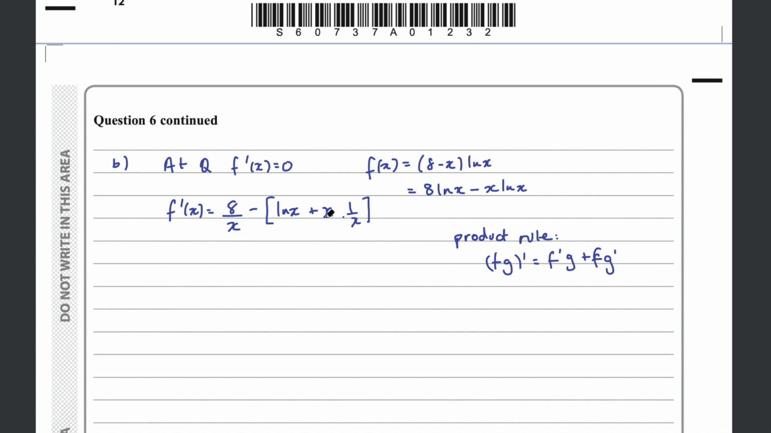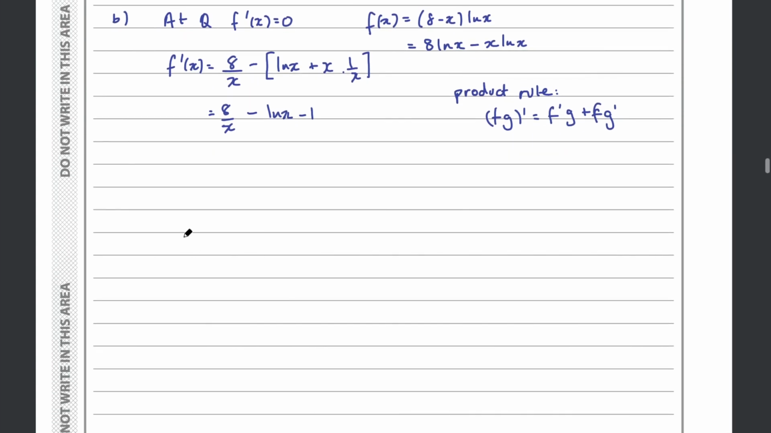And that term there will just be 1. X on x will just be 1. So here we get 8 on x, subtract the log of x, take 1. So I've expanded that negative to this term here, which we said was 1. Okay, so we've got f prime, and we said this would equal 0 at Q. So let's write that in now. So we've got 8 on x, take the log of x, take 1, equal to 0.